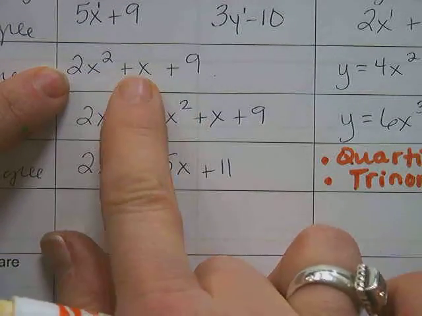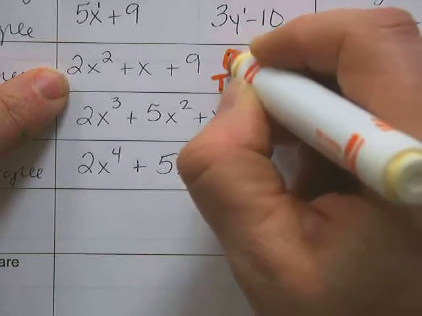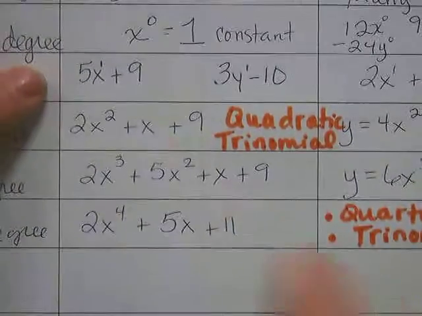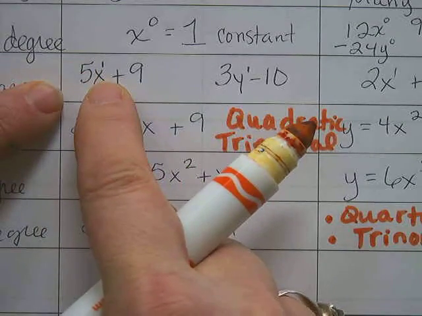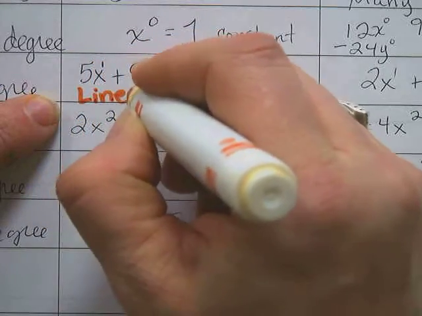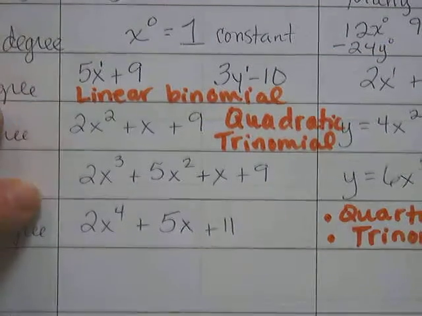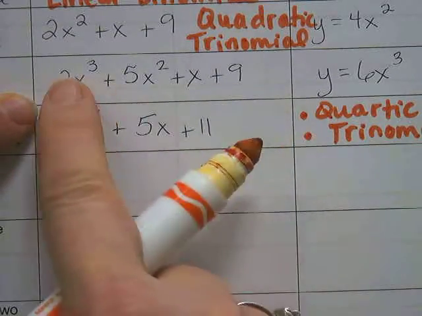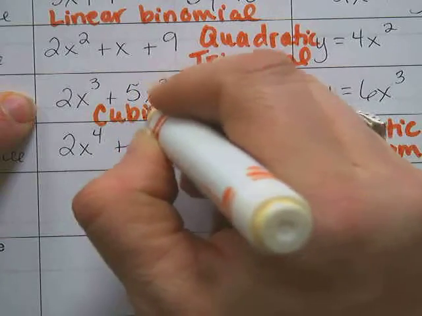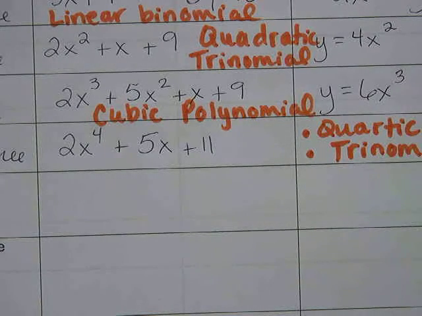Okay. This one up here has 3 terms, so that makes it a trinomial. But it's to the second degree, so it's a quadratic trinomial. This one up here is to the first degree, so it's linear, and there's 2 terms, so it's a linear binomial. This one down here, the degree is 3, so it's a cubic, but since there's more than 3 terms, we just call it a polynomial, cubic polynomial.